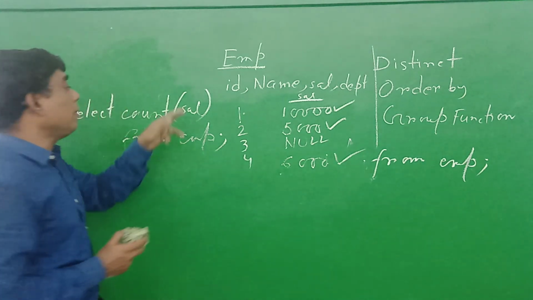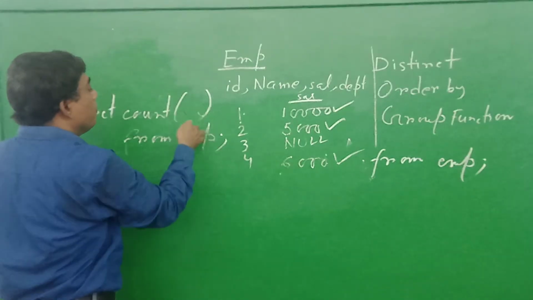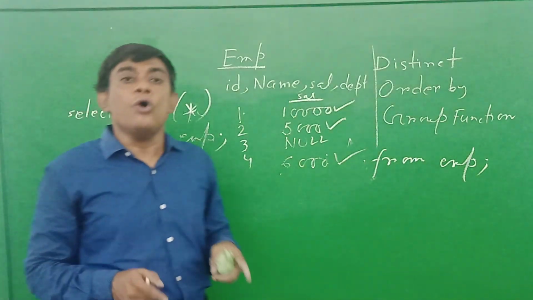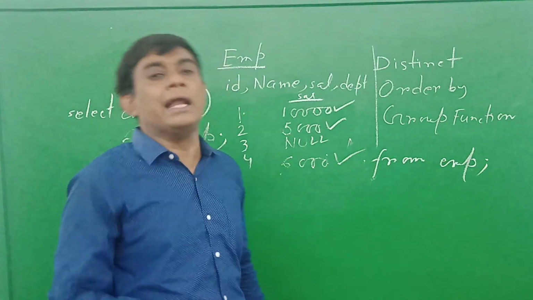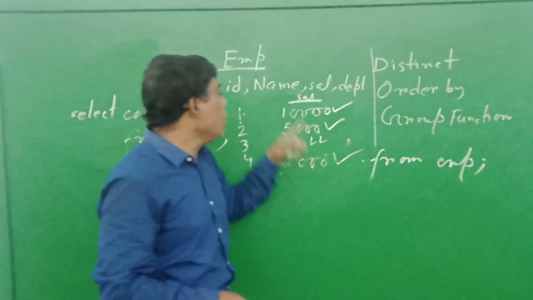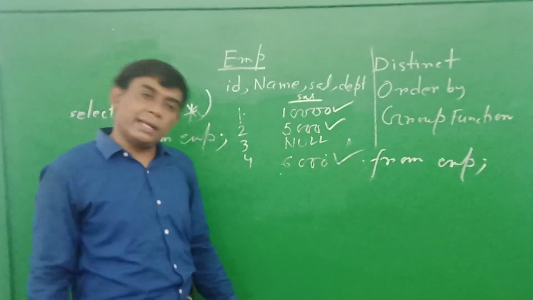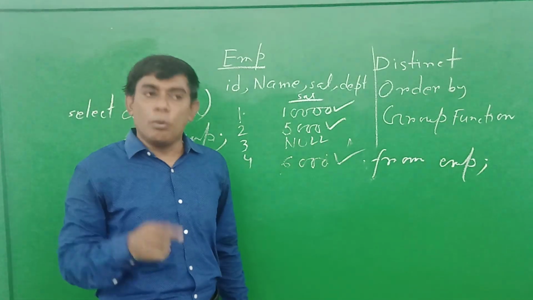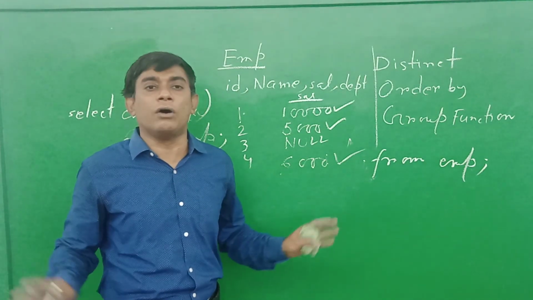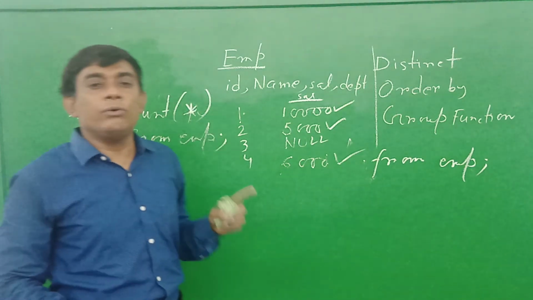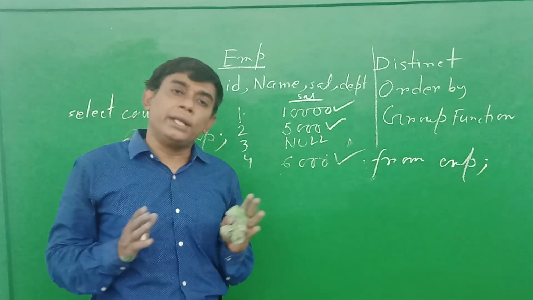Next one, instead of sal, if you put here star, star means it will count all the records including null value. So how many records are there? 1, 2, 3, 4. Now the answer will be 4. Understood? Count within bracket column name means it will count all the records excluding null value. And count within bracket star means it will count all the records including null value.